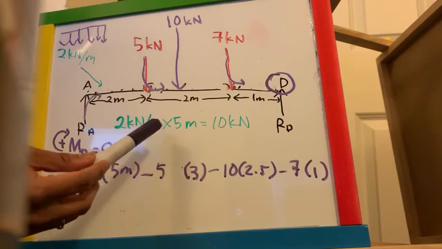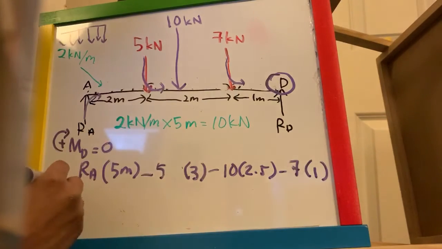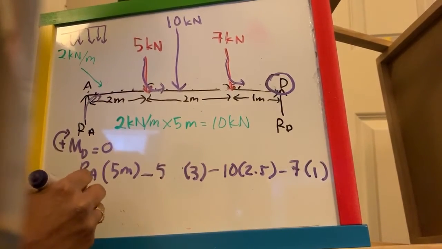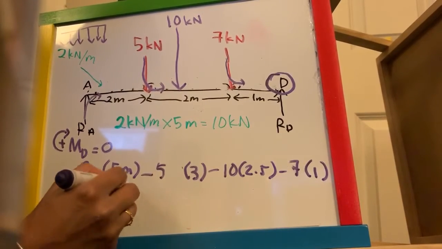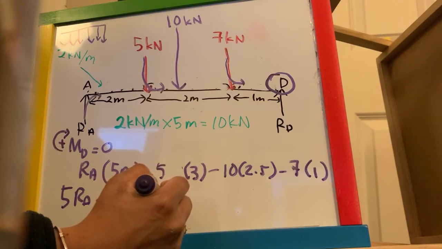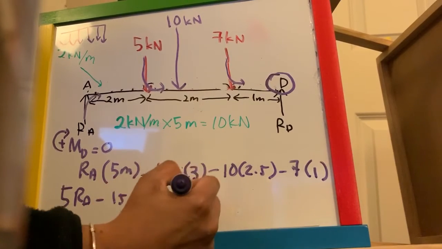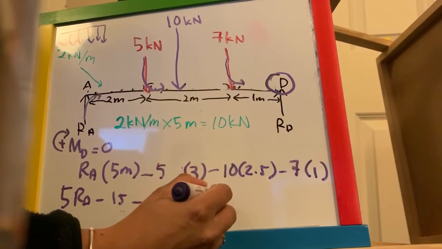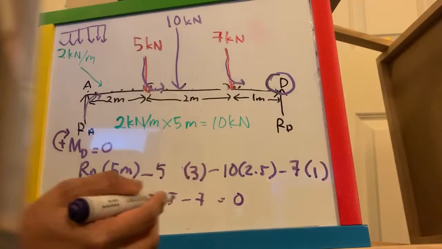Equal to whatever that you get. So let's just try and calculate that. 5RA minus 15 minus 25 minus 7 equal to 0.